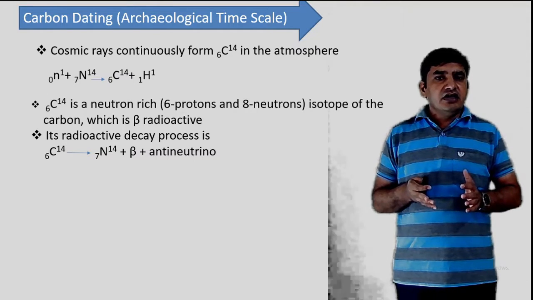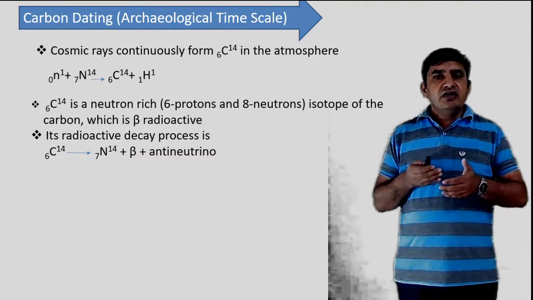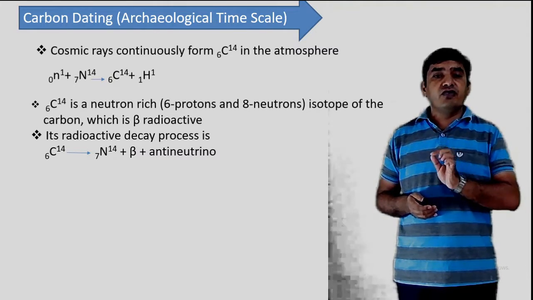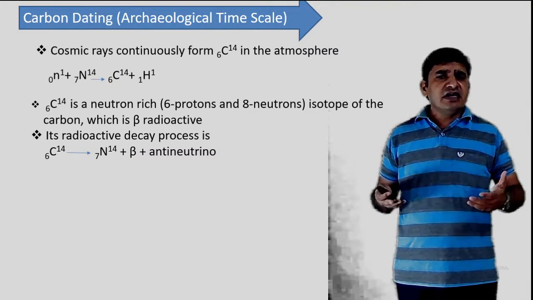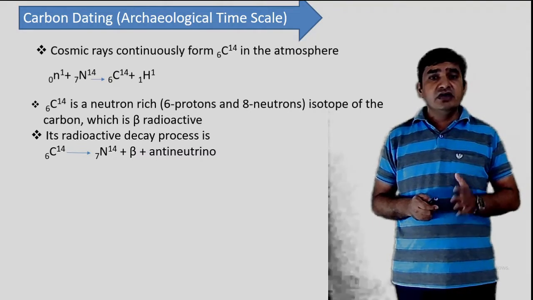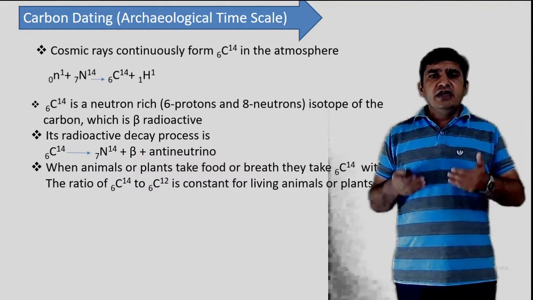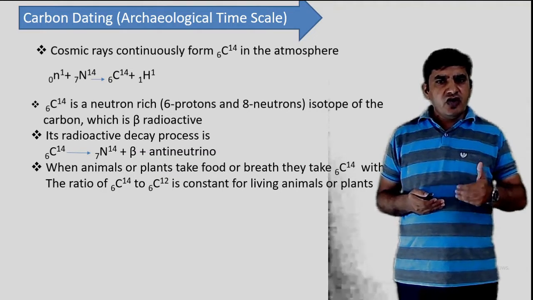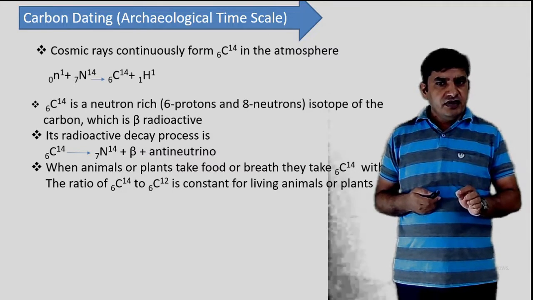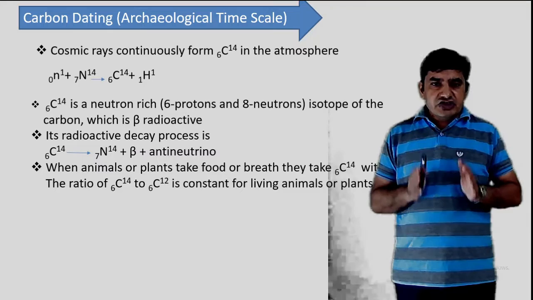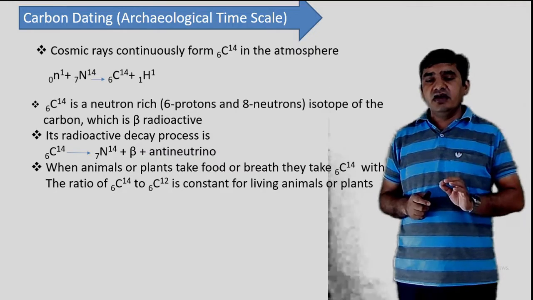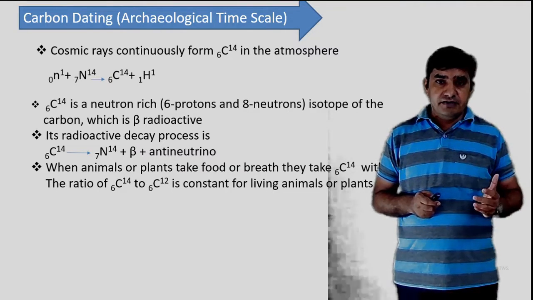In this radioactive process, carbon 14 decays into nitrogen 14, and beta particles are emitted, or we can say that anti neutrinos are also emitted. When an animal or plant takes food or breathes, it takes in carbon 14 with carbon 12. The ratio of carbon 14 to carbon 12 is constant in a living animal or plant.